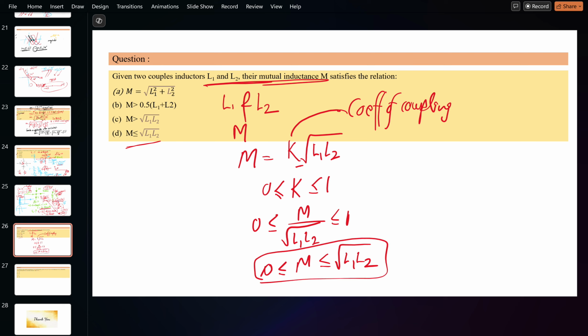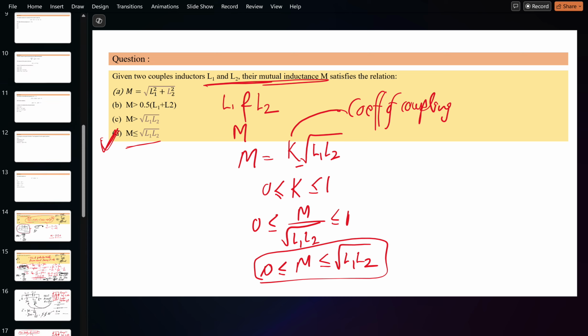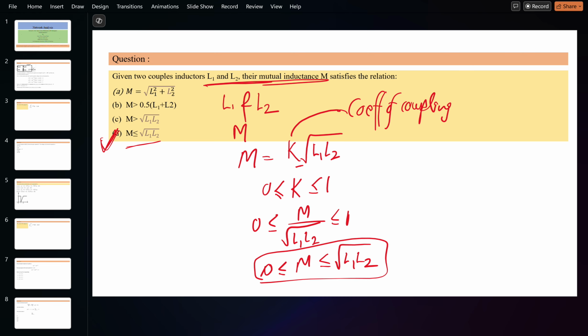If you see the options, option D is matching. So always remember the coefficient of coupling always lies between 0 and 1. Based upon that, M will be less than or equal to root L1 L2. Okay, any doubt? No, sir. Okay, let's move to the important part of assignment 5.